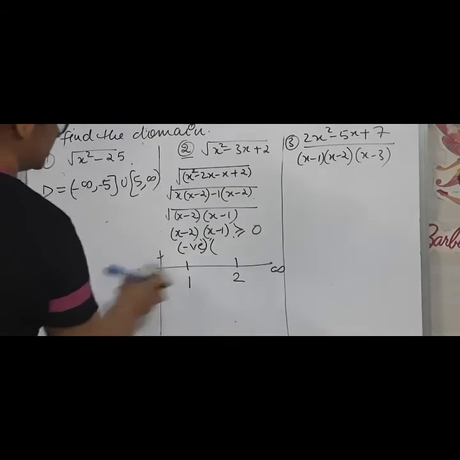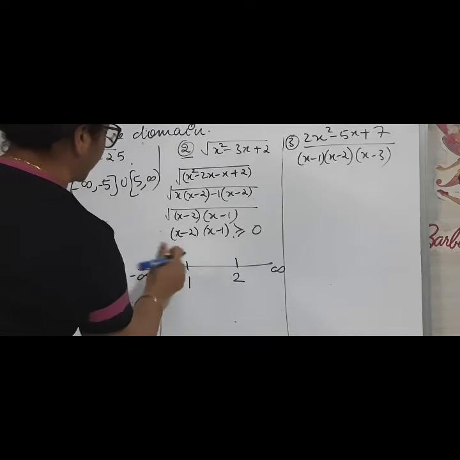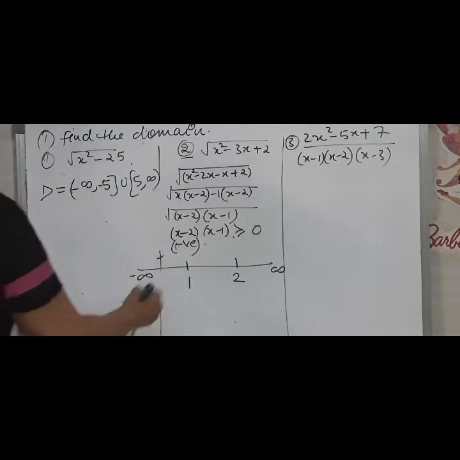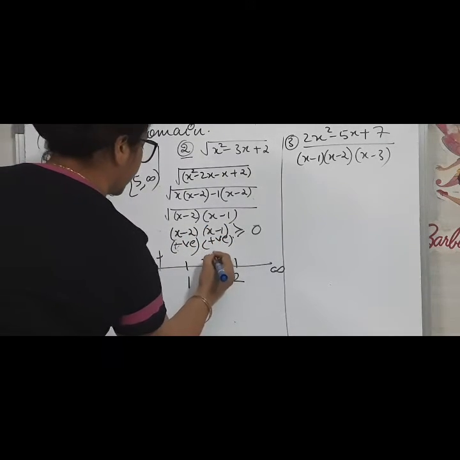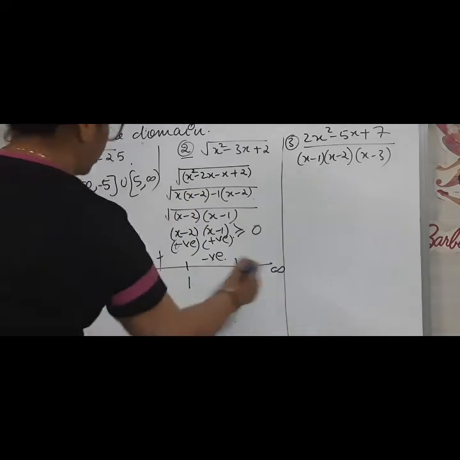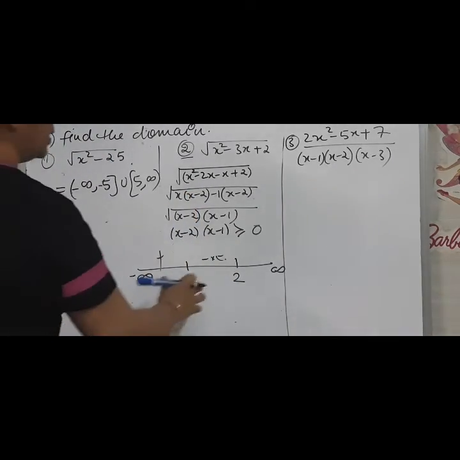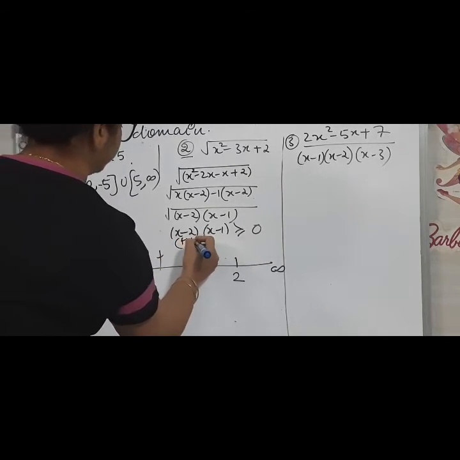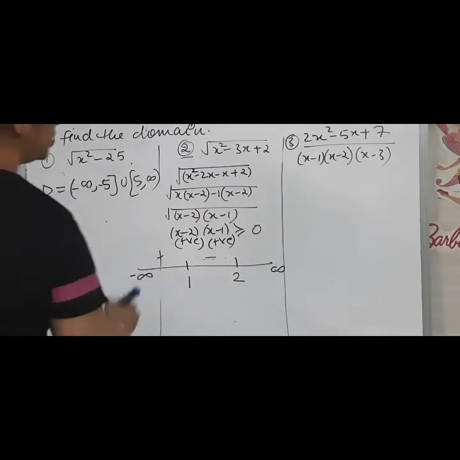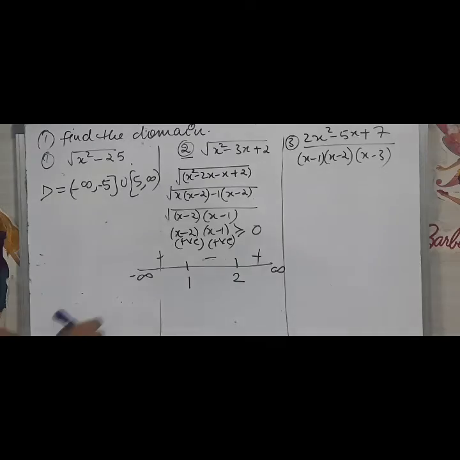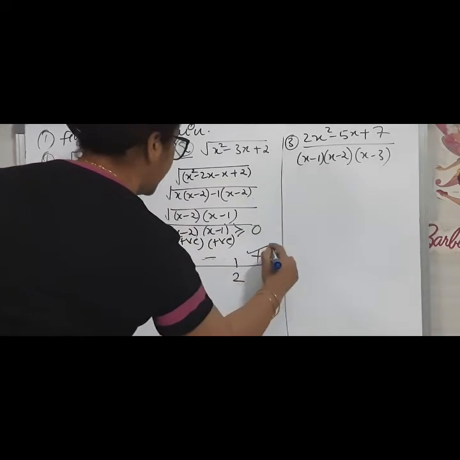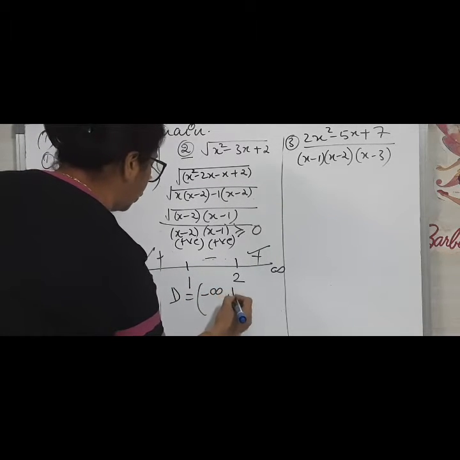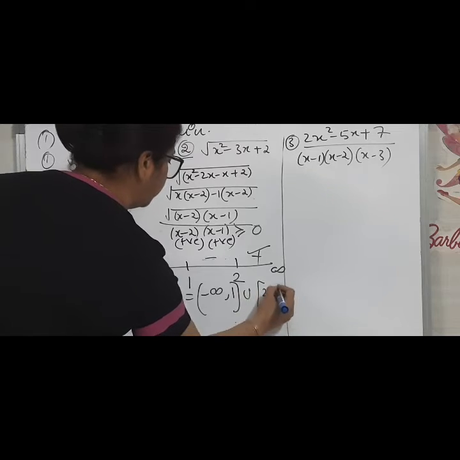So this is my mistake, sorry. It is 1 to 2, so we will take 1.5. So 1.5 minus 2 becomes negative, and 1.5 minus 1 is positive. This also becomes negative. Now 2 to infinity. For 2 to infinity I can take the value 3. If I take the value 3, it becomes positive and it also becomes positive. Positive into positive is positive. That means my equation is satisfied in this and this interval. The domain will be minus infinity to 1 union 2 to infinity.